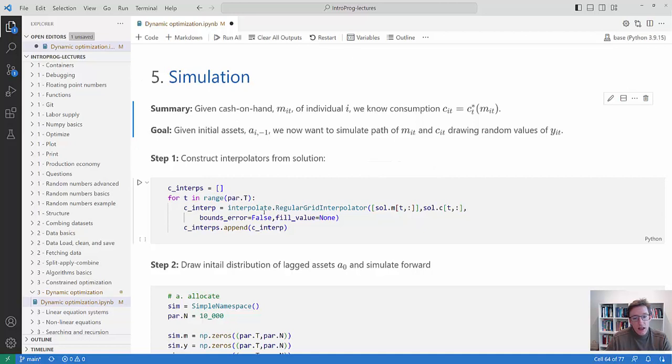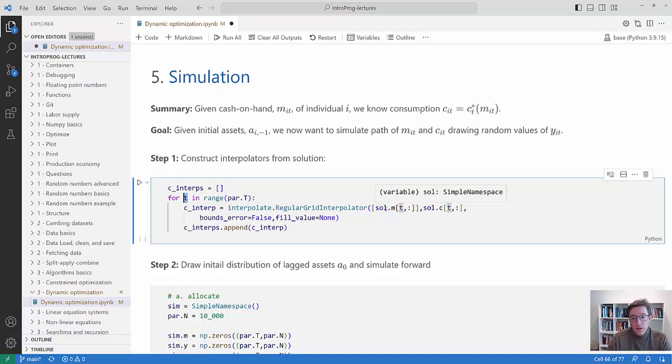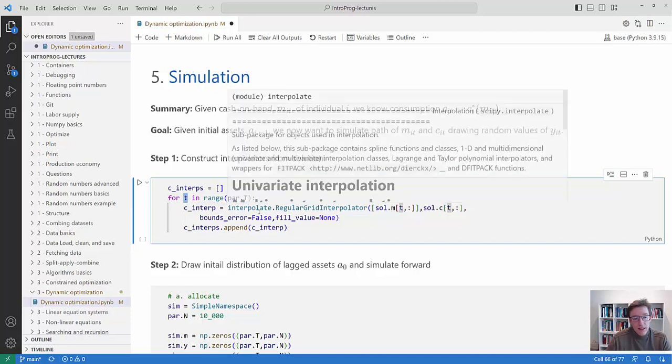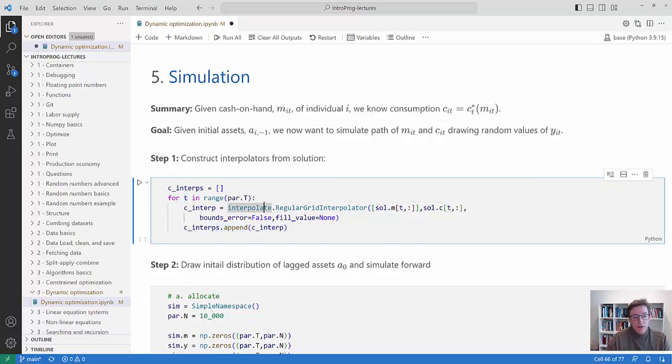What we do is we take our solution and then we construct an interpolation function for the consumption function in each period. So for each t here, we say, what if I wanted to interpolate from m to c? What should that function be? And I create a list of that. So I can define that.